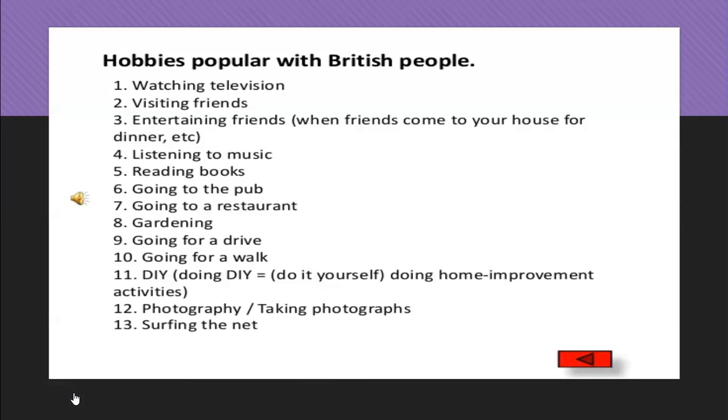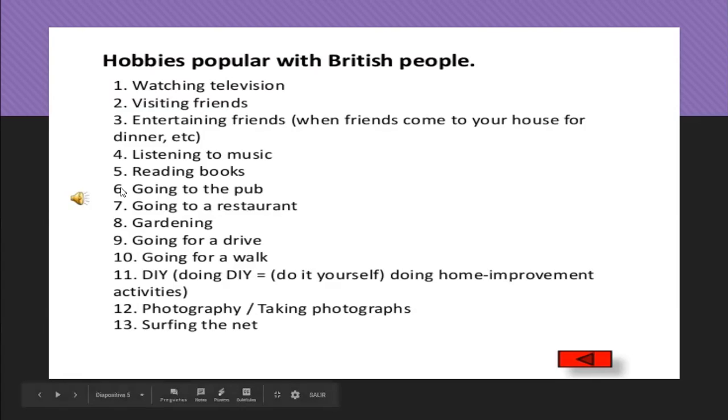Listening to music, reading books, going to the pub, which is like going to a bar, going to a restaurant, gardening, going for a drive, going for a walk. These activities that are DIY, which is do it yourself, photography, which is taking photographs, and surfing the net.